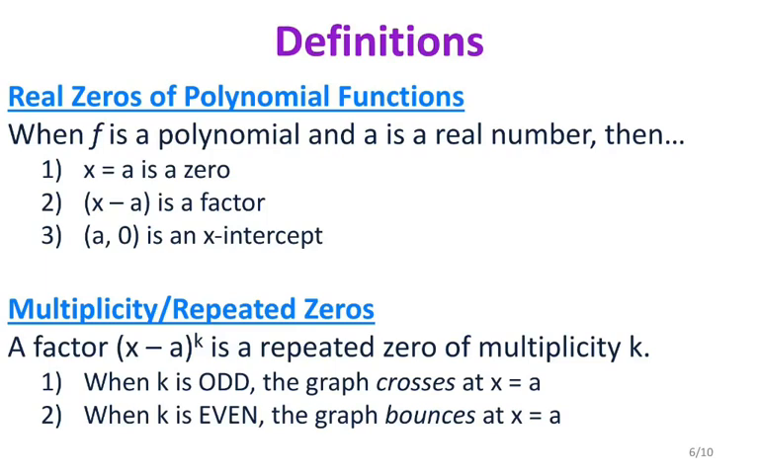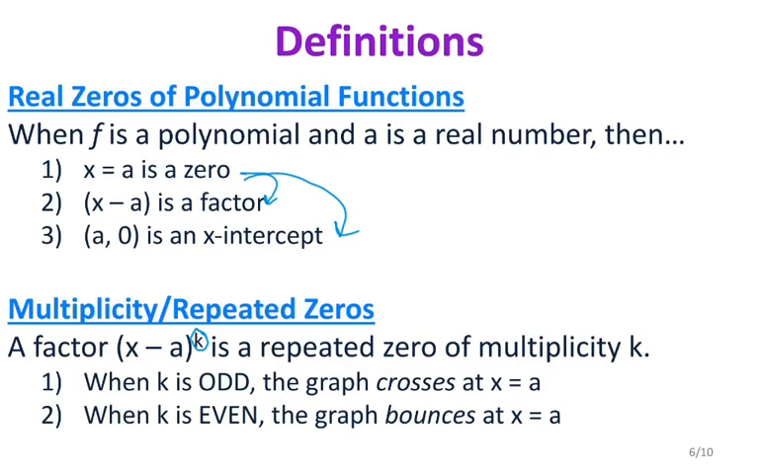The next thing we're going to talk about is zeros and multiplicity of repeated zeros. So if f is a polynomial and a is a real number, then x equals a is a zero, which means these two things will also be true. So x minus a is a factor, and then a is going to be an x-intercept. Sometimes your factors are repeated, meaning that your factor is going to have some sort of exponent. So a factor x minus a to the k is a repeated zero of multiplicity k.